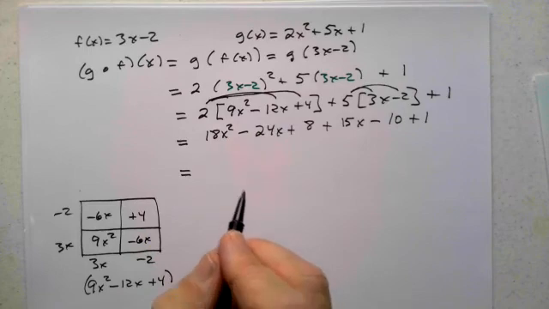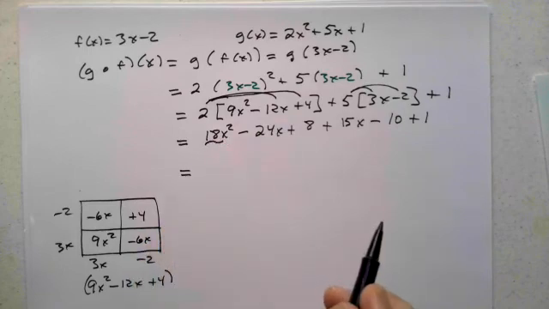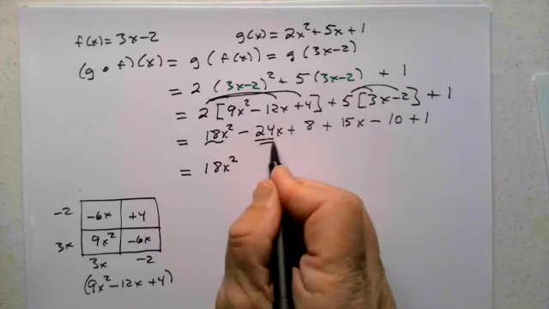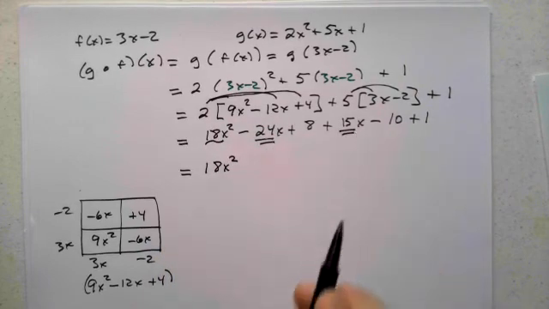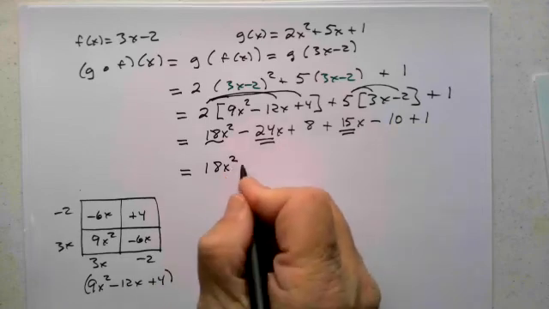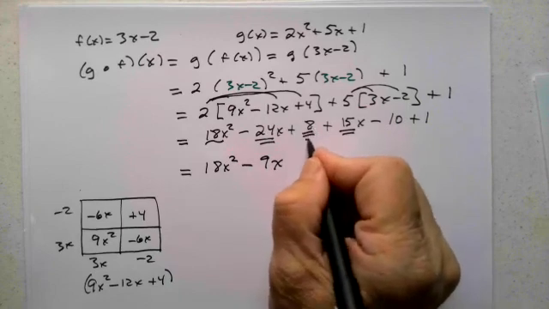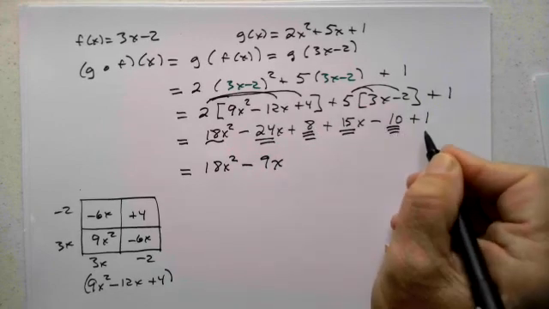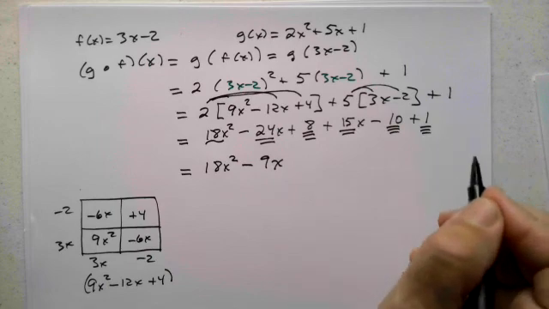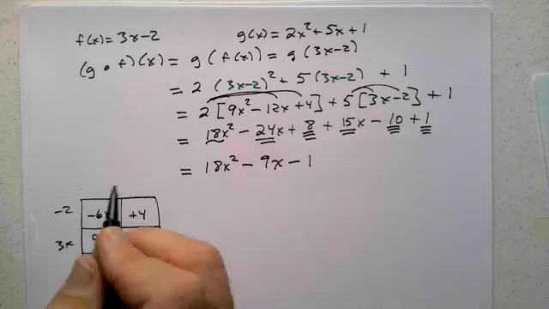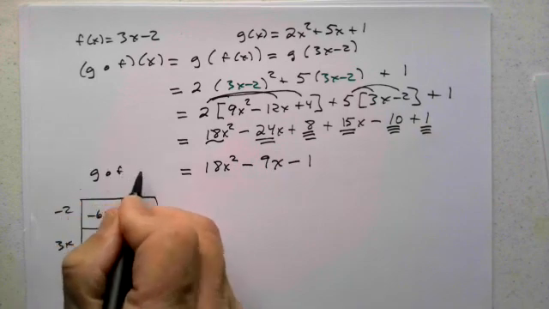Let's look for like terms. 18x squared is the only x squared piece. We have negative 24x and 15x. Negative 24 plus 15 is negative 9, so that's minus 9x. Then we have some numbers here. We have 8 minus 10, which is negative 2, plus 1 is negative 1, and that should be g circle f of x.